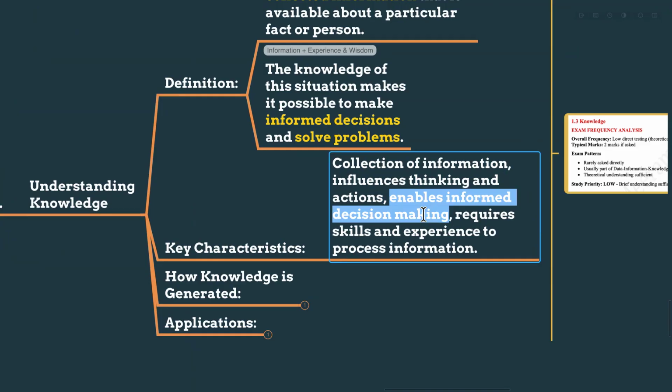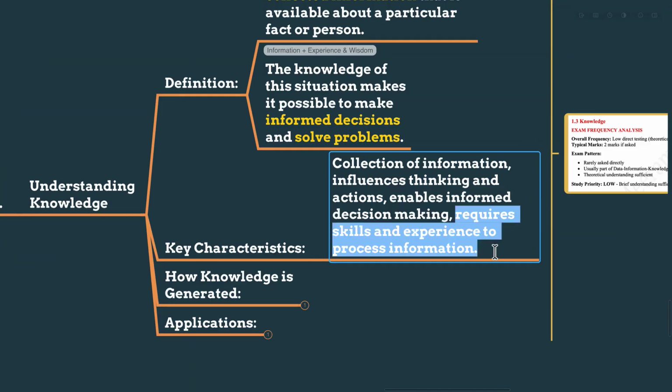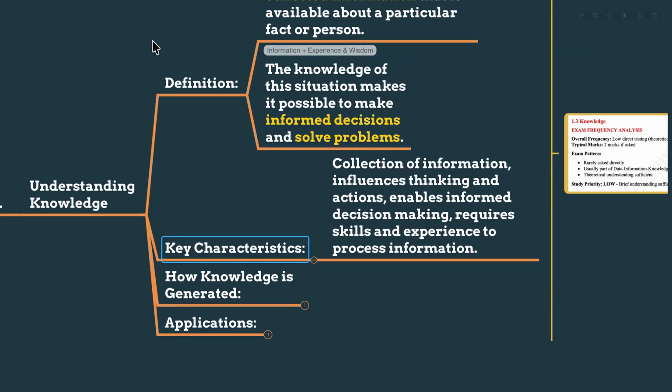Decision making, can you remember it from business management topics? As well as, it requires skills and experience to process the information. You can't just memorize, you must understand the things to get knowledge. So data is something different, information is something different, as well as knowledge is something different. Are you getting my points?